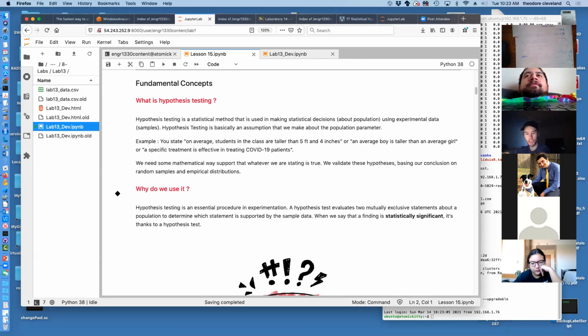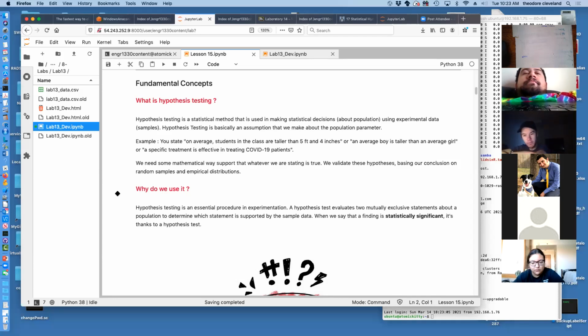So to back up the first assertion, students in class are taller than 5 feet 4 inches. Well, a class is 50 to 100 people. It's quite feasible to measure the height of the entire population. So that assertion is actually very easy to determine.